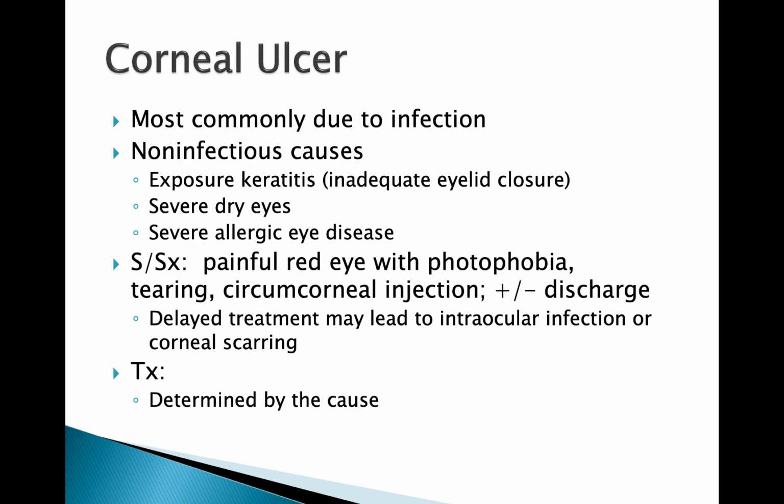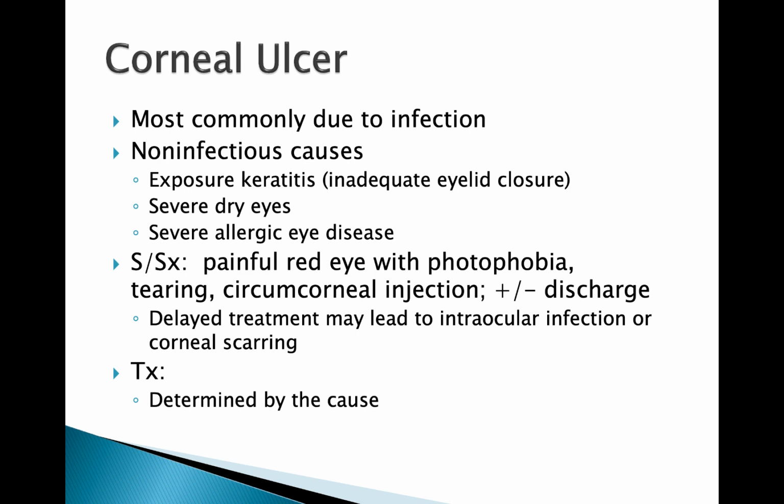So corneal ulcer is most commonly due to infection. There can be non-infectious causes that we've already talked about: exposure keratitis, chronic dry eyes, or severe allergic eye disease. But it's typically due to some sort of infection. Signs and symptoms include a red, painful eye with photophobia, tearing, circumcorneal injection, and you may have discharge. Delayed treatment can lead to intraocular infection or corneal scarring.